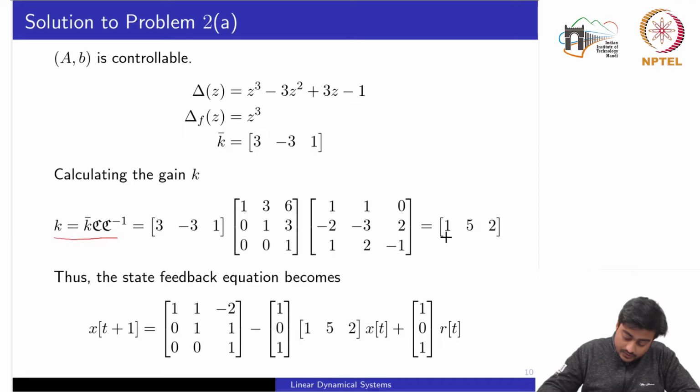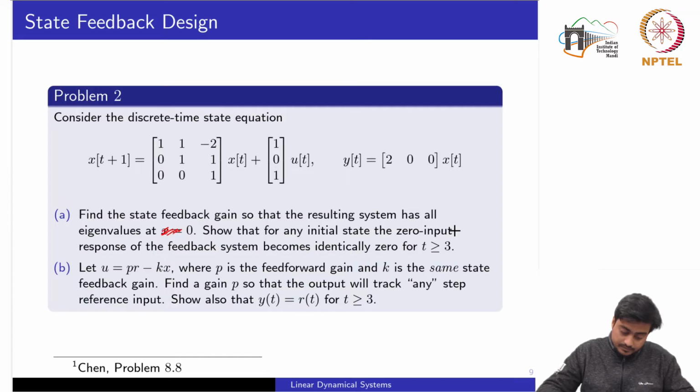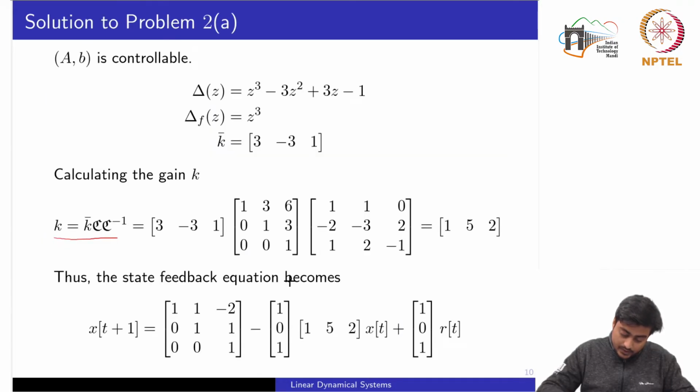Now, the second part, if you recall, that we want to show that for any initial state, the zero input response of the feedback system becomes identically 0 for t greater than or equal to 3. So we will first compute the response of this system by substituting this gain k, or by using this equation u is equal to r minus kx, into the plant. Substituting this u, we obtain directly this one.